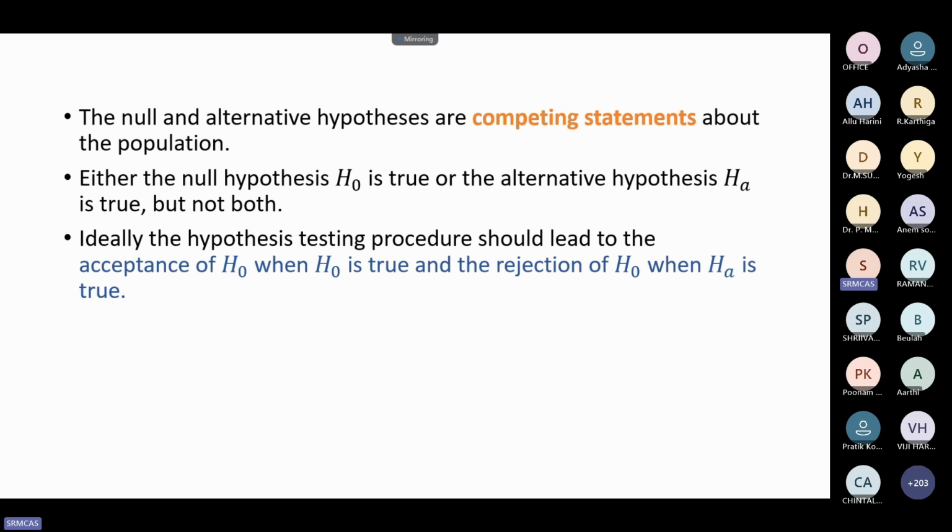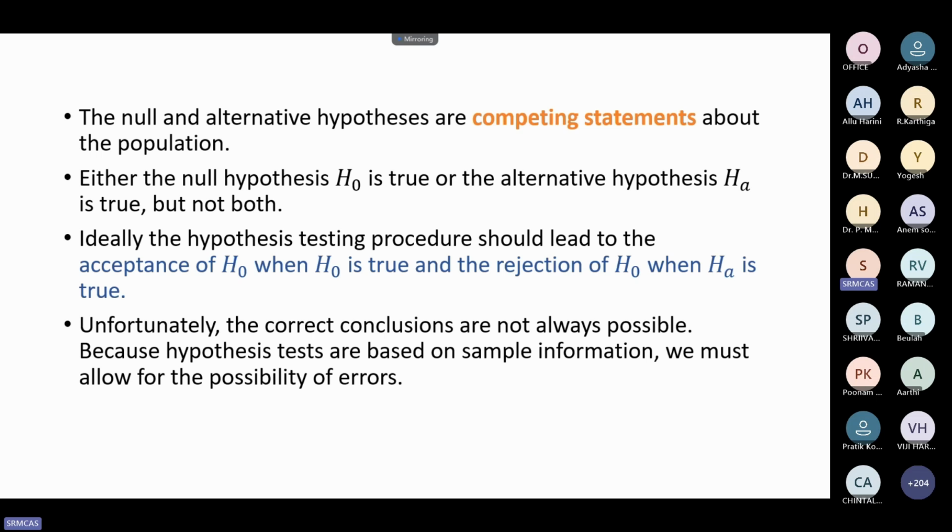Ideally, the hypothesis testing procedure should lead to the acceptance of the null hypothesis when the null hypothesis is true, and rejection of the null hypothesis when the alternative hypothesis is true. In any research we usually make the decision regarding rejecting or accepting the null hypothesis. We will not take a decision about the alternative hypothesis. We usually say rejecting the null hypothesis or accepting the null hypothesis.